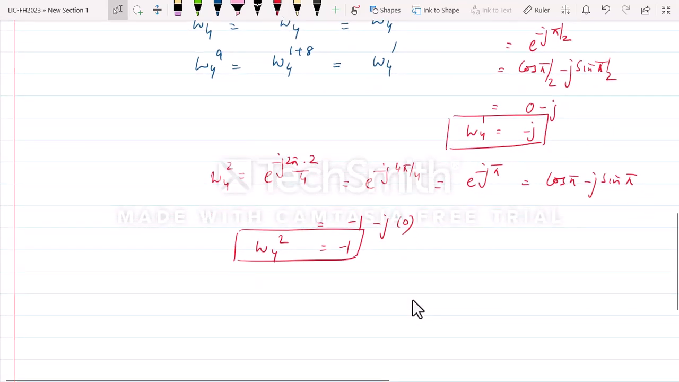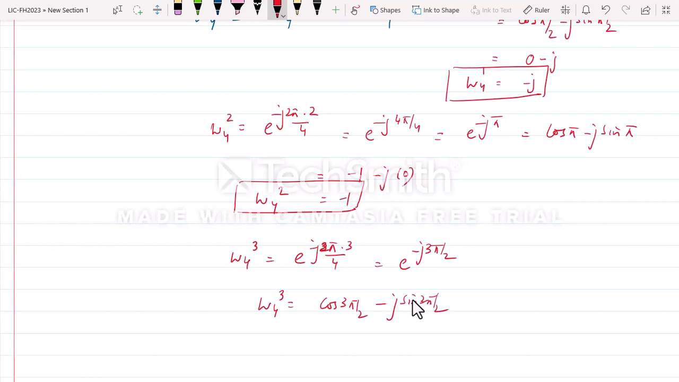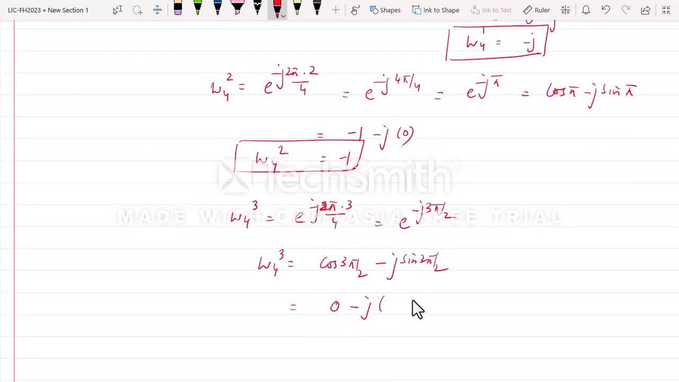What is the third value? That is W4 3. You have to find 3 values only. E raised to minus j 2 pi into 3 by 4. This is nothing but e raised to minus j 3 pi by 2. So W4 3 equals cos 3 pi by 2 minus j sin 3 pi by 2, which equals 0 minus j into minus 1, since sin 3 pi by 2 is minus 1. So W4 3 equals plus j. Now these 3 values we know, we have to just fill the values and get the matrix.